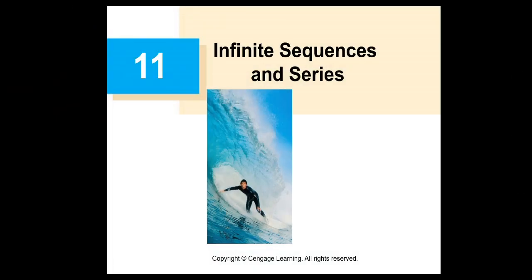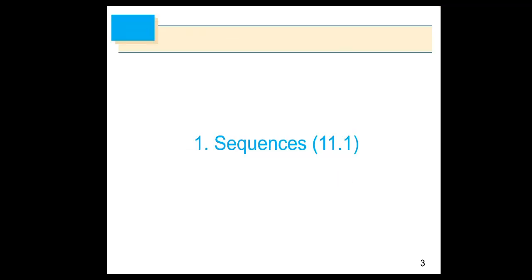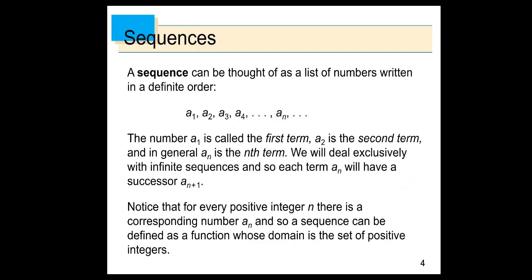Hello guys, today we are going to talk about infinite sequences and series. So first of all, we will see what a sequence is. A sequence is a list of things, usually numbers, that are in order. Or a sequence can be thought of as a list of numbers written in a definite order. We can see here this is a sequence in order, and it's an infinite sequence because we cannot define its particular limit.